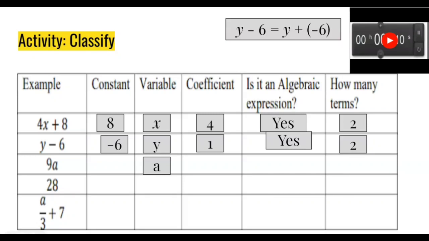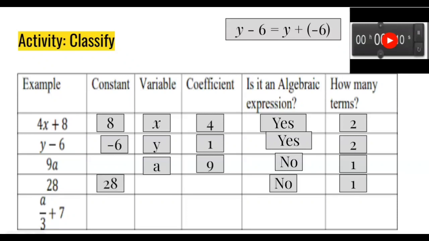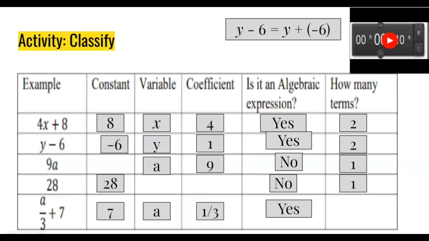For 9a, if we look at it carefully, we realize we don't have a constant, and that is okay. It's okay for us not to have a constant. But our variable is a, coefficient 9. No, it's not an algebraic expression because the terms are not added together, and there is only one term. And we could finish using the same process.